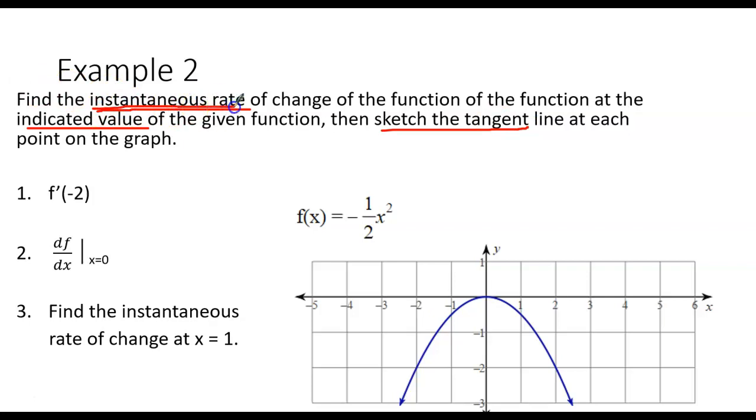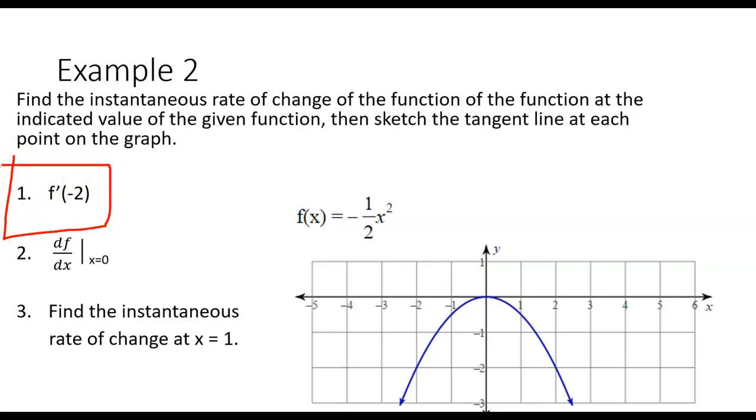We're going to find the derivative, we're going to plug a number in to find the instantaneous rate of change at that specific point, and then we're going to sketch what the tangent line would look like. So here's my function that I'm going to be finding the derivative of, and here's that function's graph. So let's go ahead and begin here, number 1.